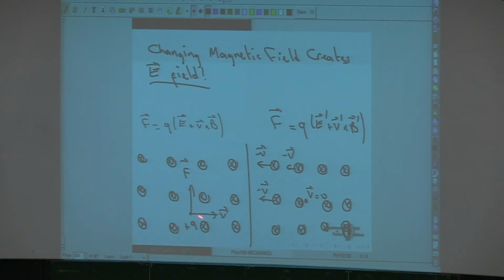So, in this one, there is no work done on the object. In this one, there is work done on the charge. So what? There are two different reference frames.